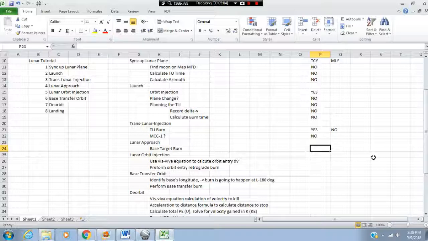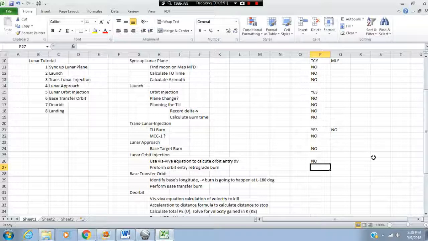So next thing is going to be the lunar approach and the base target burn. This is also not time critical, because you can do it anywhere between the 90% region to where you're actually stopped. So in some ways, the base target burn is really a second mid-course correction maneuver, which will allow you to do it without going through crazy numerical solutions. You could do numerical solutions and completely avoid this step, but it's pretty nice to not do that. The next thing is to use the vis-viva equation to calculate the orbit entry delta V. This isn't time critical because it can happen before the burn happens.